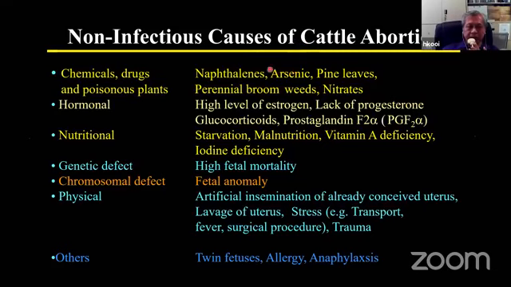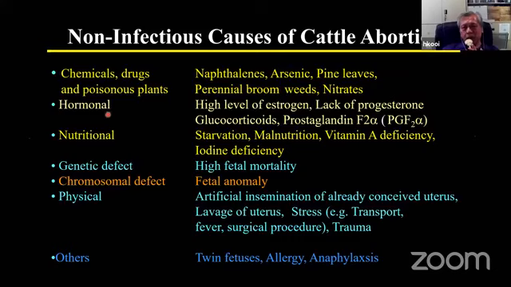Now let's look at these non-infectious causes of cattle abortion. Chemicals and drugs: you know naphthalene, the mothball that you put in the cupboard with your clothing. That can cause abortion. Arsenic is a poison. Pine leaves, perennial brooms, and then you look at nitrates. I'll tell you why we get nitrates.